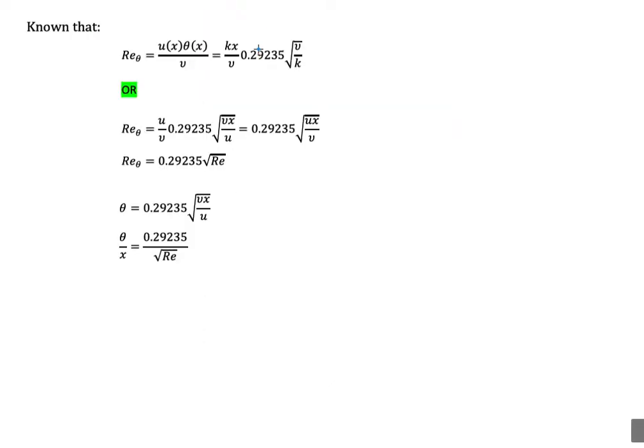And then we know the Reynolds number theta is u theta over nu. We substitute the value of u here, and then we substitute the value of theta. This is the value of theta, and this is the value of u, and the nu here remains. Then we could rearrange this equation into this term. I hope you understand how to convert the Reynolds theta into 0.29235 square root Reynolds, and then we could rearrange this one by this.